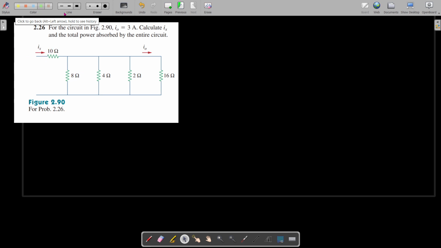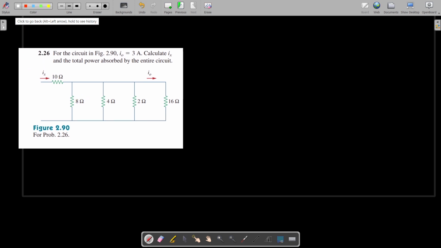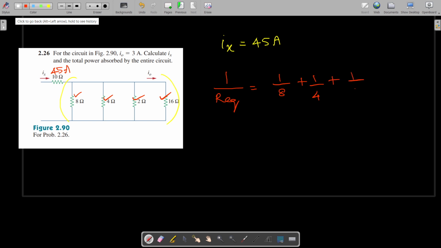So we have already calculated this Ix as 45 amps. Now for this circuit you can calculate the R equivalent. All these resistances are connected in parallel, isn't it? So for these 4 resistances we can calculate the equivalent resistance as 1 by R equivalent is equal to 1 by 8 plus 1 by 4 plus 1 by 2 plus 1 by 16.